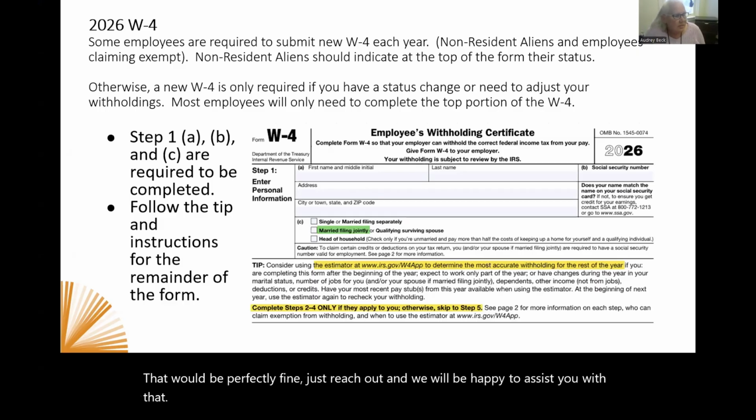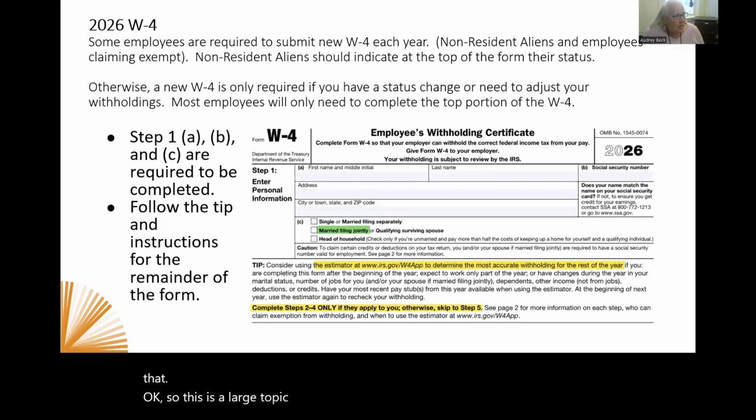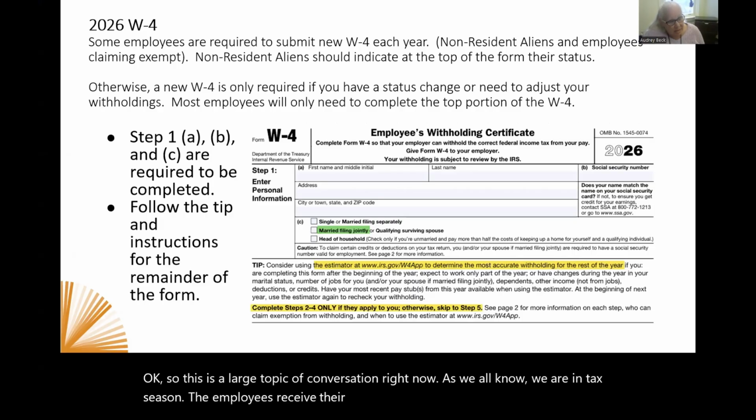Okay, so this is a large topic of conversation right now. As we all know, we are in tax season. Employees receive their W-2, they're starting to file their tax returns, they're seeing large returns, and so they're coming in wanting to change their W-4.